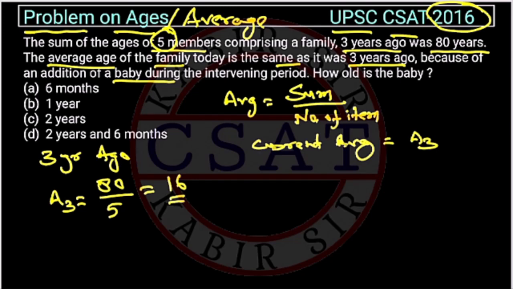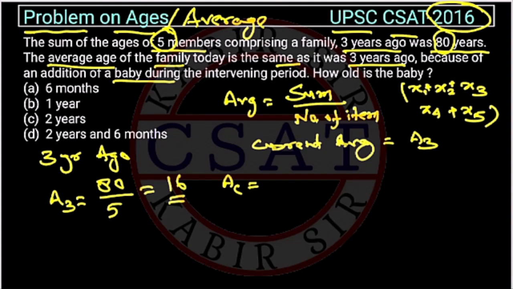So what is the formula for that? So we will do, current average will be the summation of age. So there are 5 members, right? So the age will get increased by 3 years, right? Suppose for the 5 members, the ages were x1, x2, x3, x4 and x5. But this summation was already given here, 80.